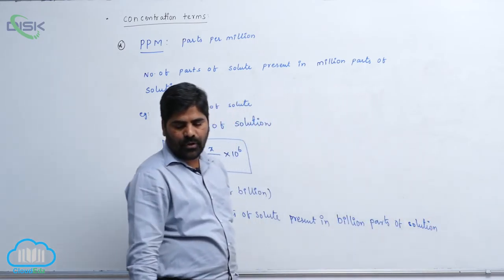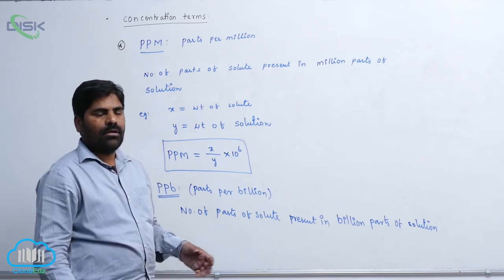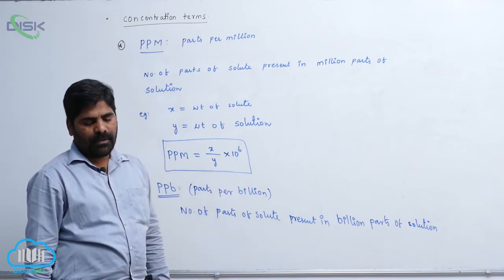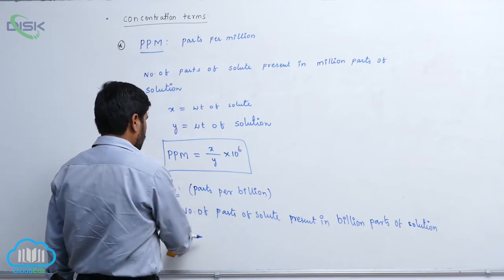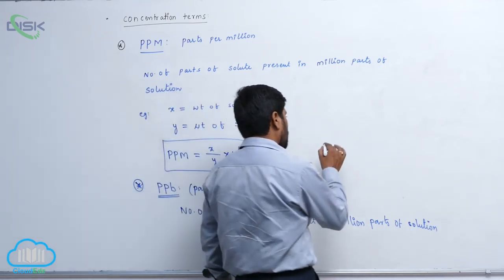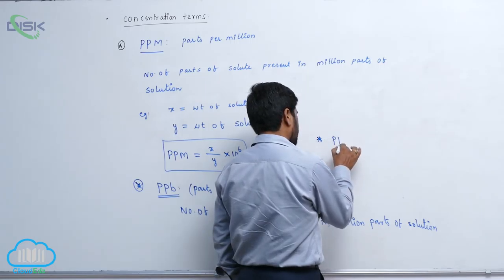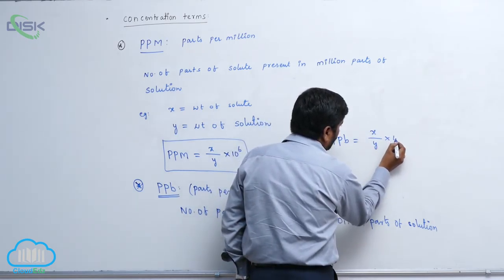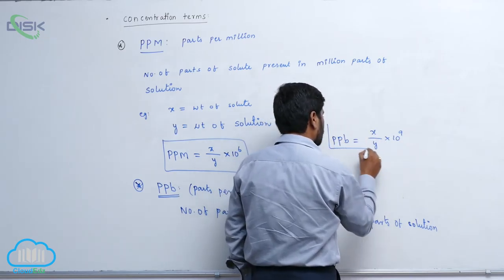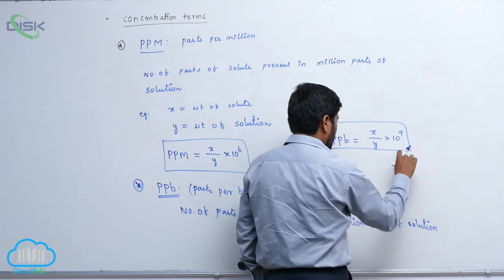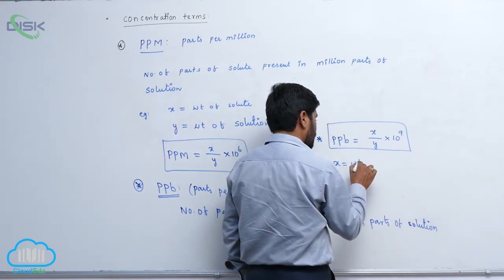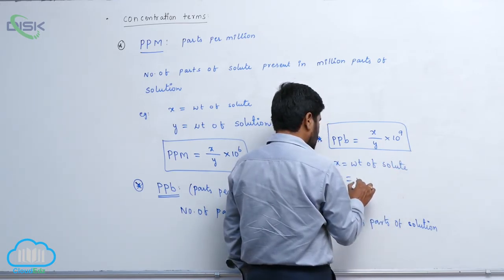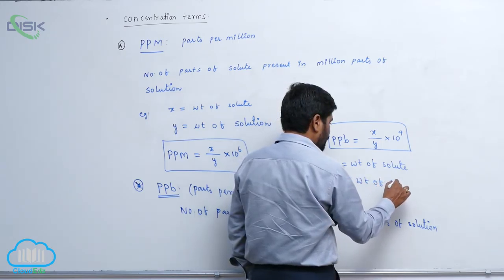Billion parts of solution is known as PPB. What is that? PPB. This equals, PPB equals x by y into 10 power 9. Here x equals weight of solute, y equals weight of solution.